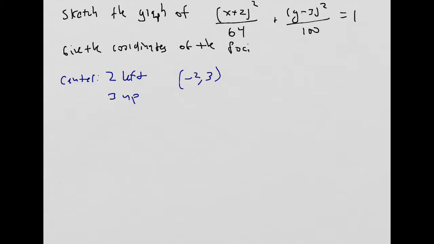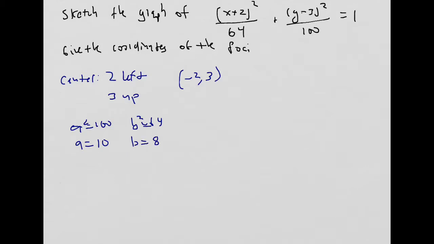Remember, a squared is always the bigger number. And the location of a squared also tells us if the major axis is going to be vertical or horizontal. So in this case, a squared is equal to 100, which means that a is the square root of 100, which is 10. Similarly, b squared is equal to 64, so b is the square root of 64, which is 8.